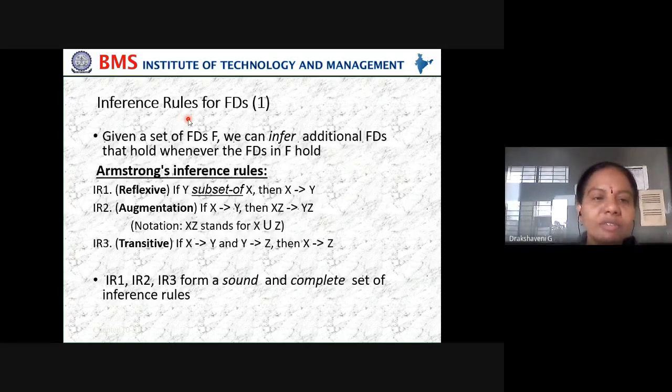And yesterday also we were talking about inference rules. What do we mean by inference rules? Inference rules for functional dependency.